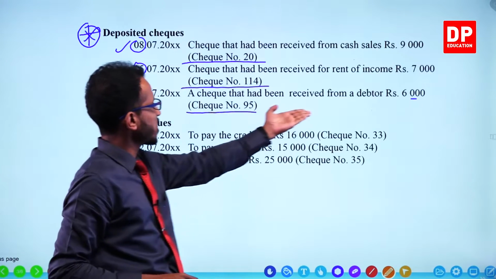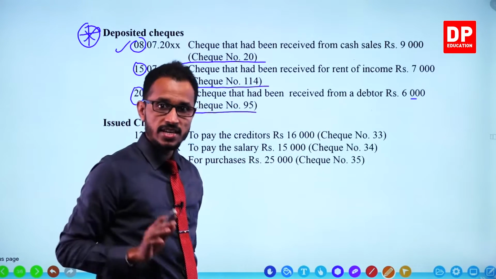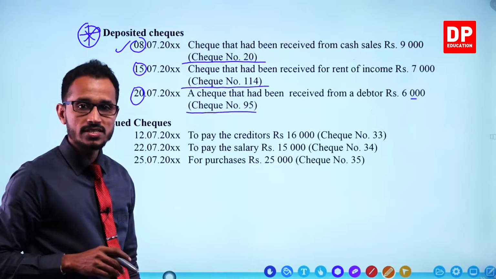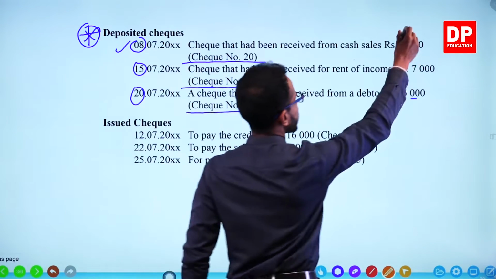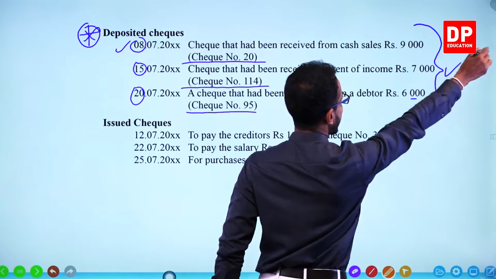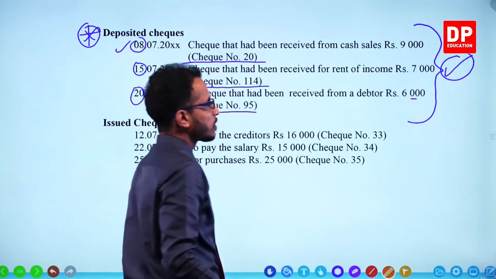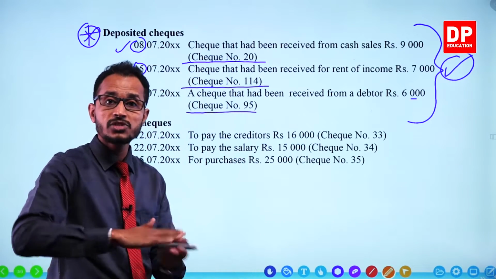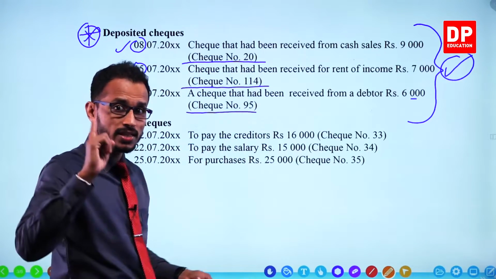Now all the deposited checks have been recorded. We cross-checked with all the entries in the bank account. This section is completely done. Now the next section, issued checks. Issued checks means we are issuing checks. We are paying with checks.